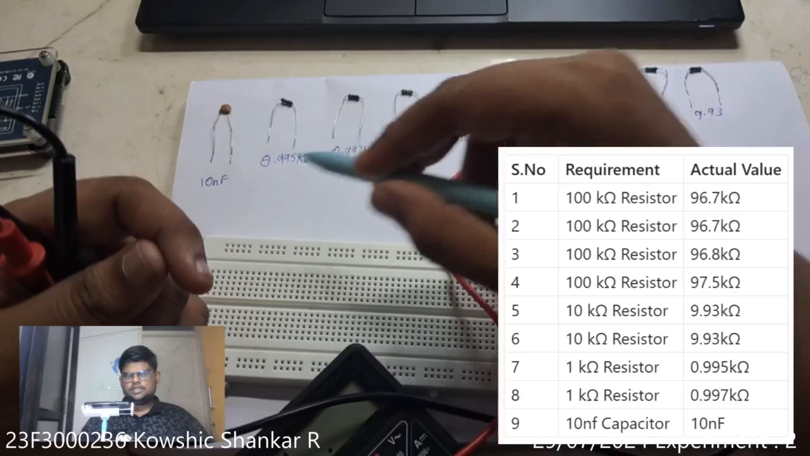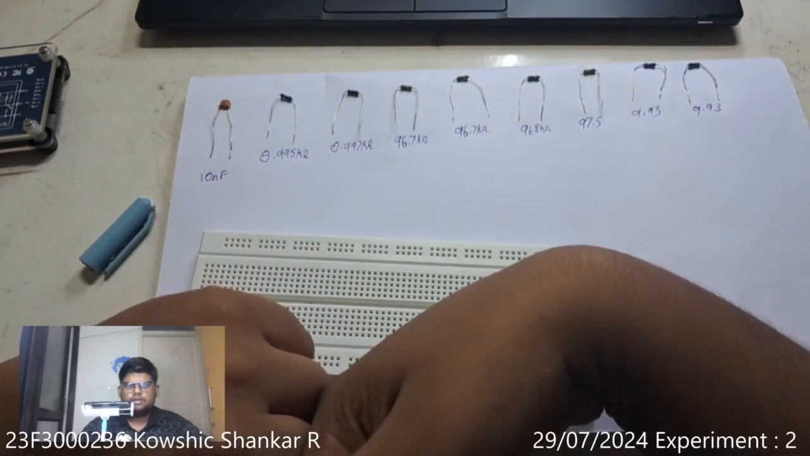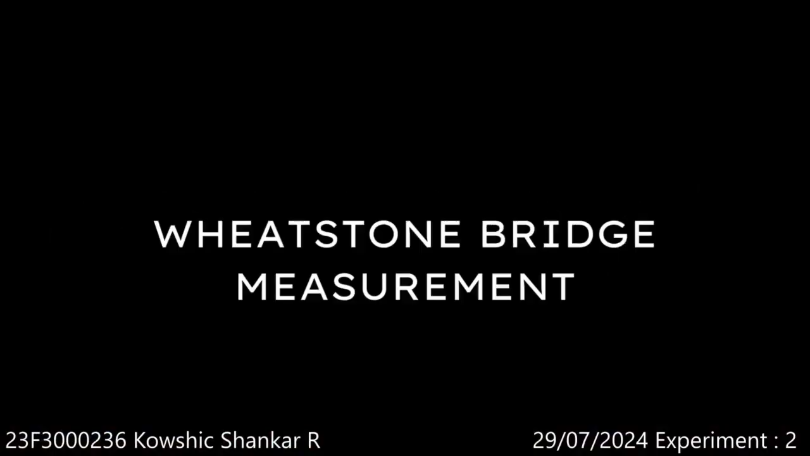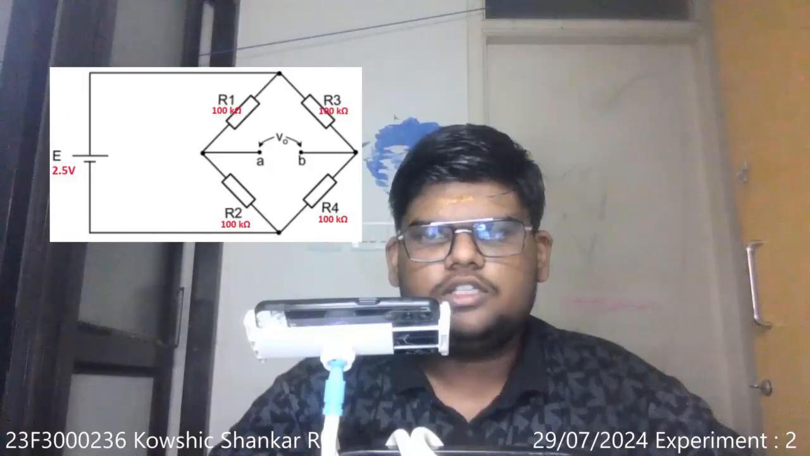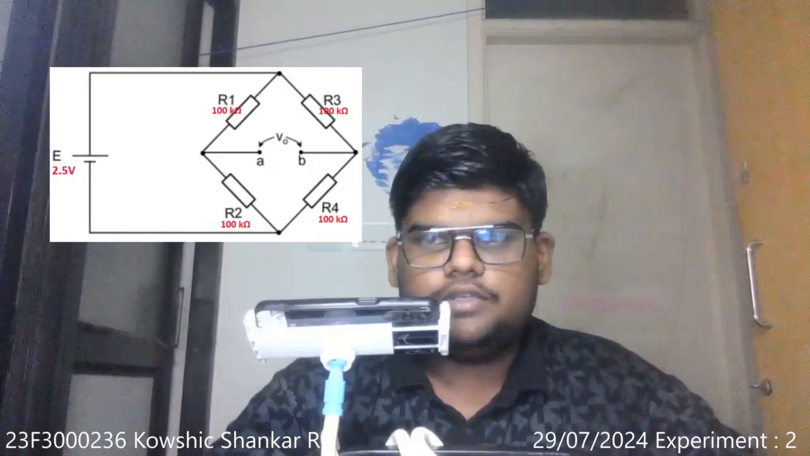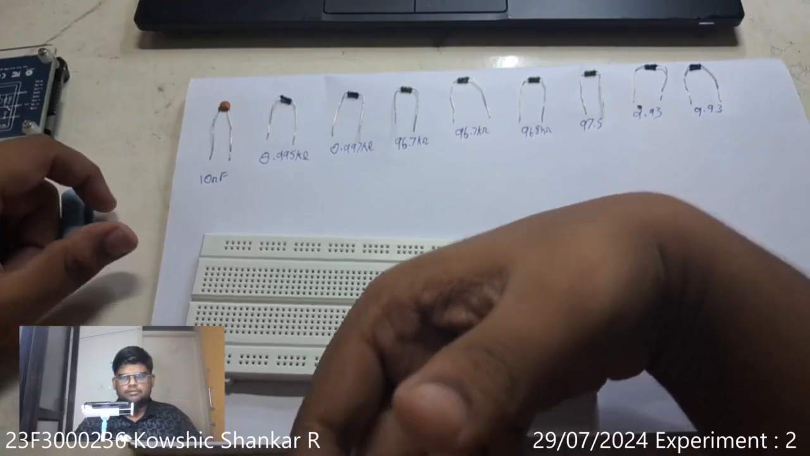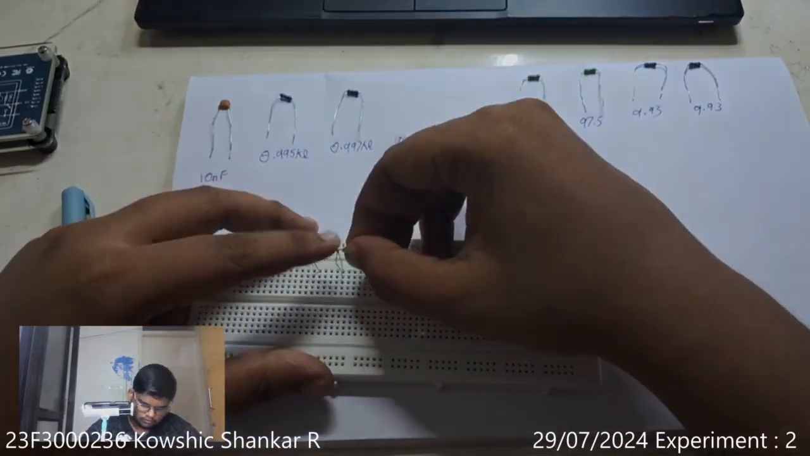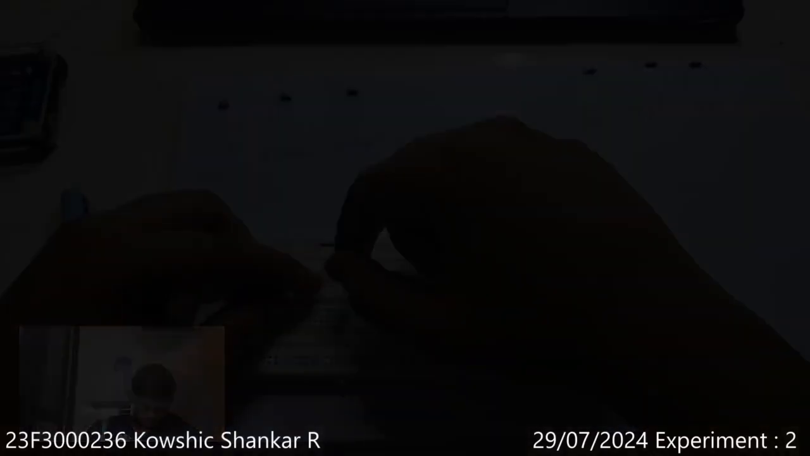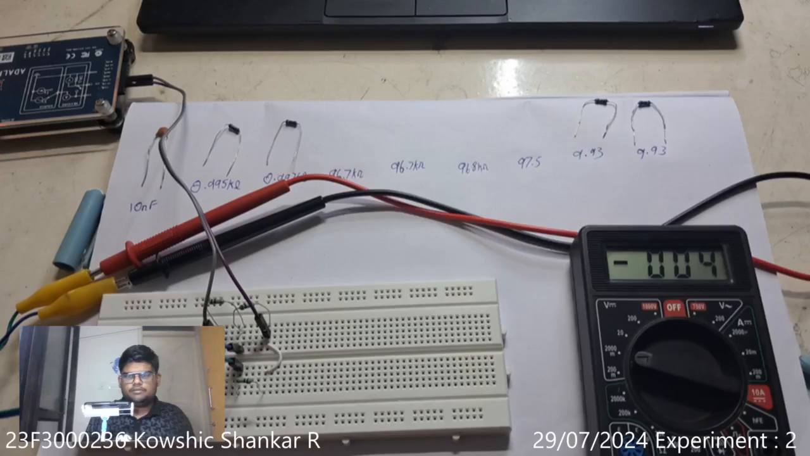I have measured all the values using the multimeter. Let us move to part 1 of the experiment. In this experiment, we are going to build a Wheatstone bridge with 400 kilo ohm resistors as shown in this circuit. I am going to build this circuit. Let's move into the measurement and calculation part.